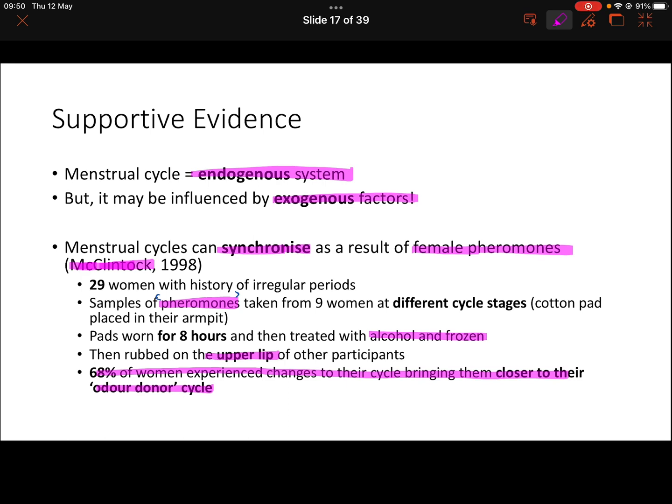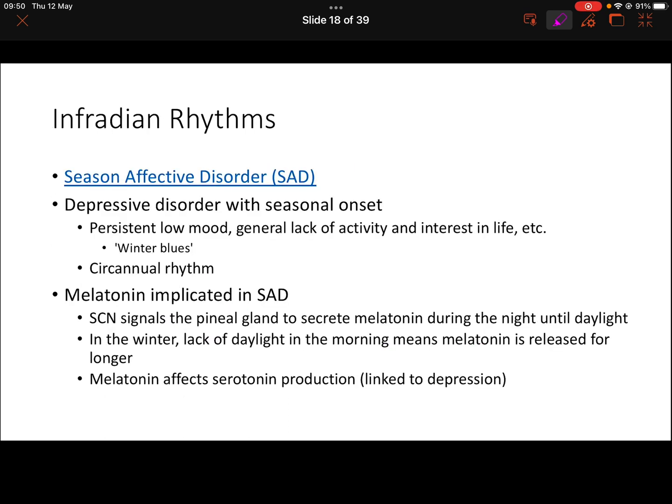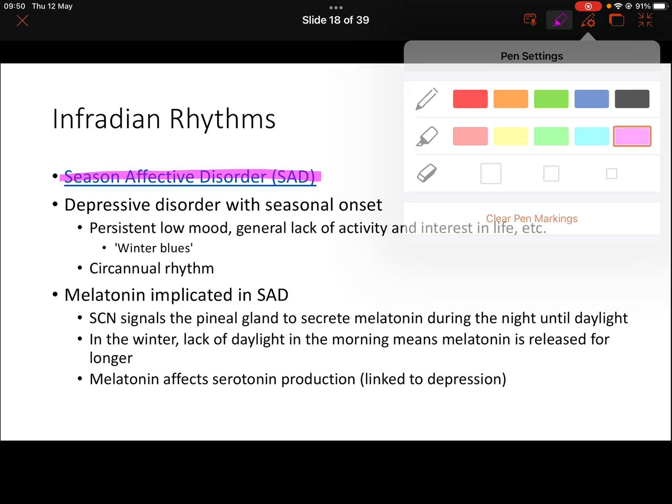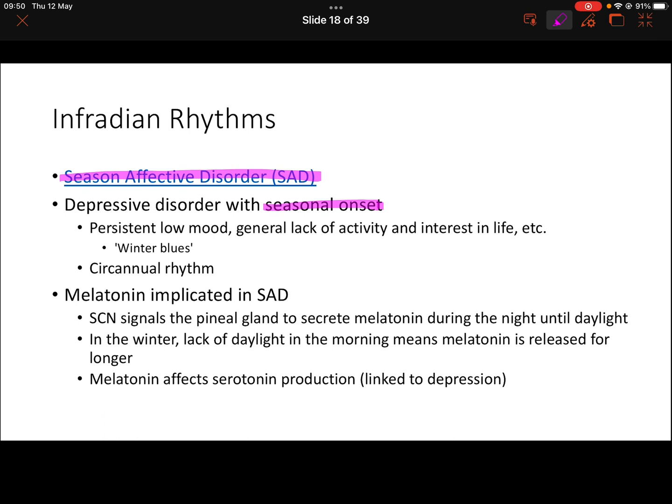All right, let's have a look at another infradian rhythm now, one that you may have heard of, which is seasonal affective disorder, or SAD disorder. It's a depressive disorder. It has a seasonal pattern of onset, and it's described in the DSM. As with other forms of depression, we typically see persistent low mood alongside general lack of activity and interest in life, etc. It is colloquially termed the winter blues. This is because the symptoms are triggered during the winter months when the daylight hours become shorter. But it is absolutely far more than just feeling a little bit sad.